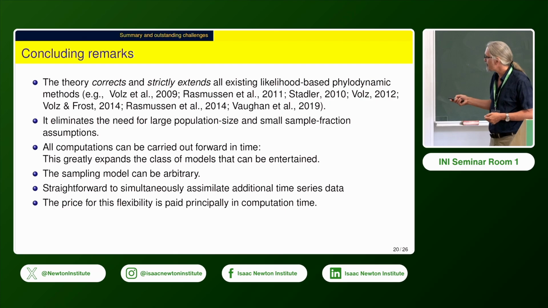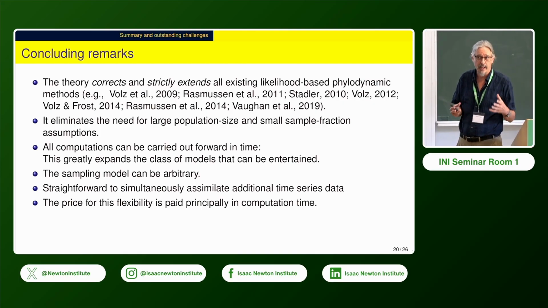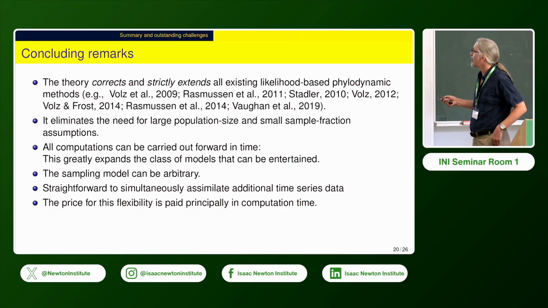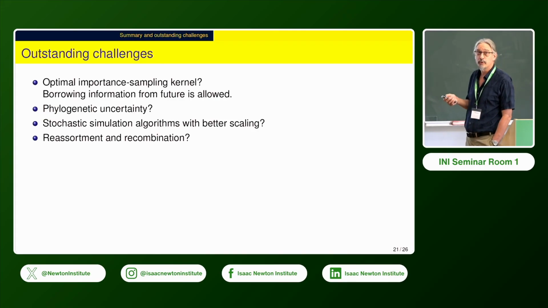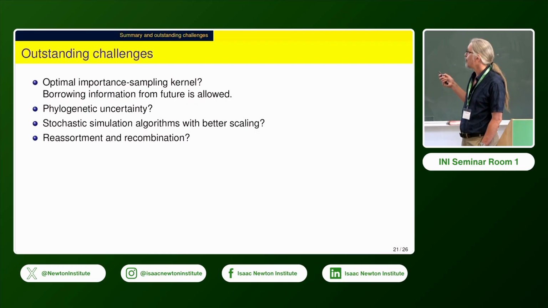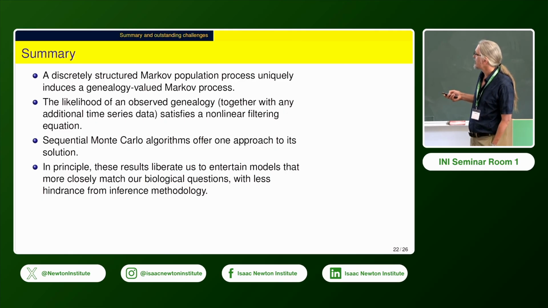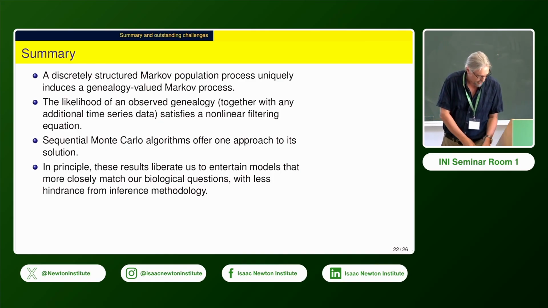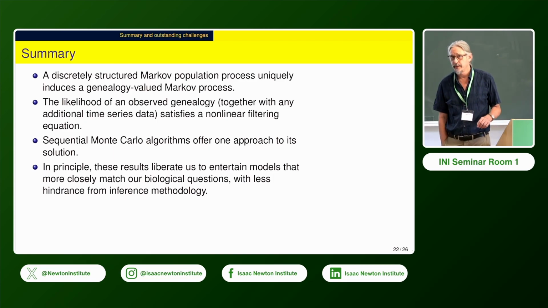And the price for all of this flexibility is not necessarily small, but it's paid principally in terms of computational effort. And that, I think, is a place where more work is needed. There are definitely some problems I've thought about, if you're interested in working on this with me, but we can talk about those later. This is basically what I told you. I think these results really help liberate us to entertain models that more closely align with our questions, and that should be useful to us. So I hope there's a little bit of time for questions.